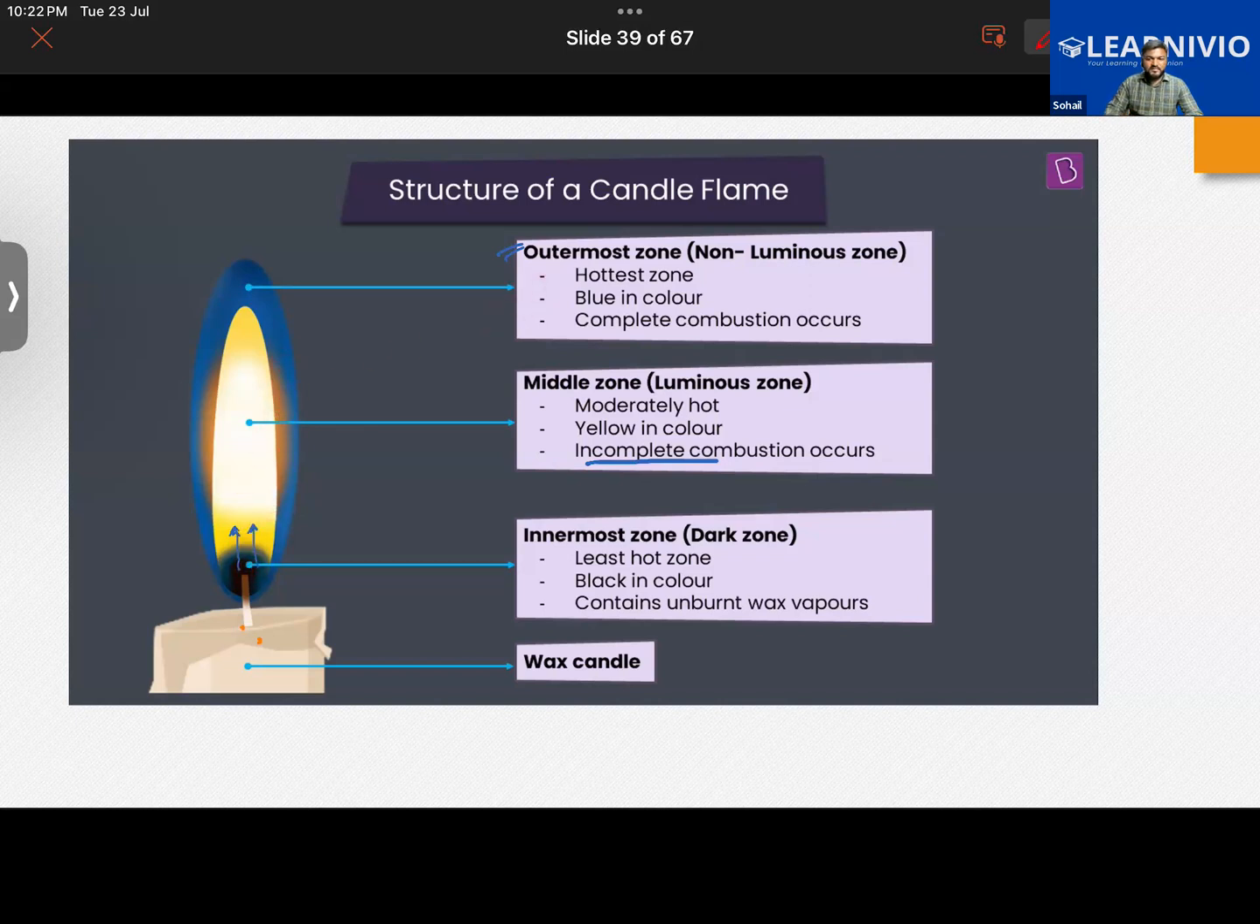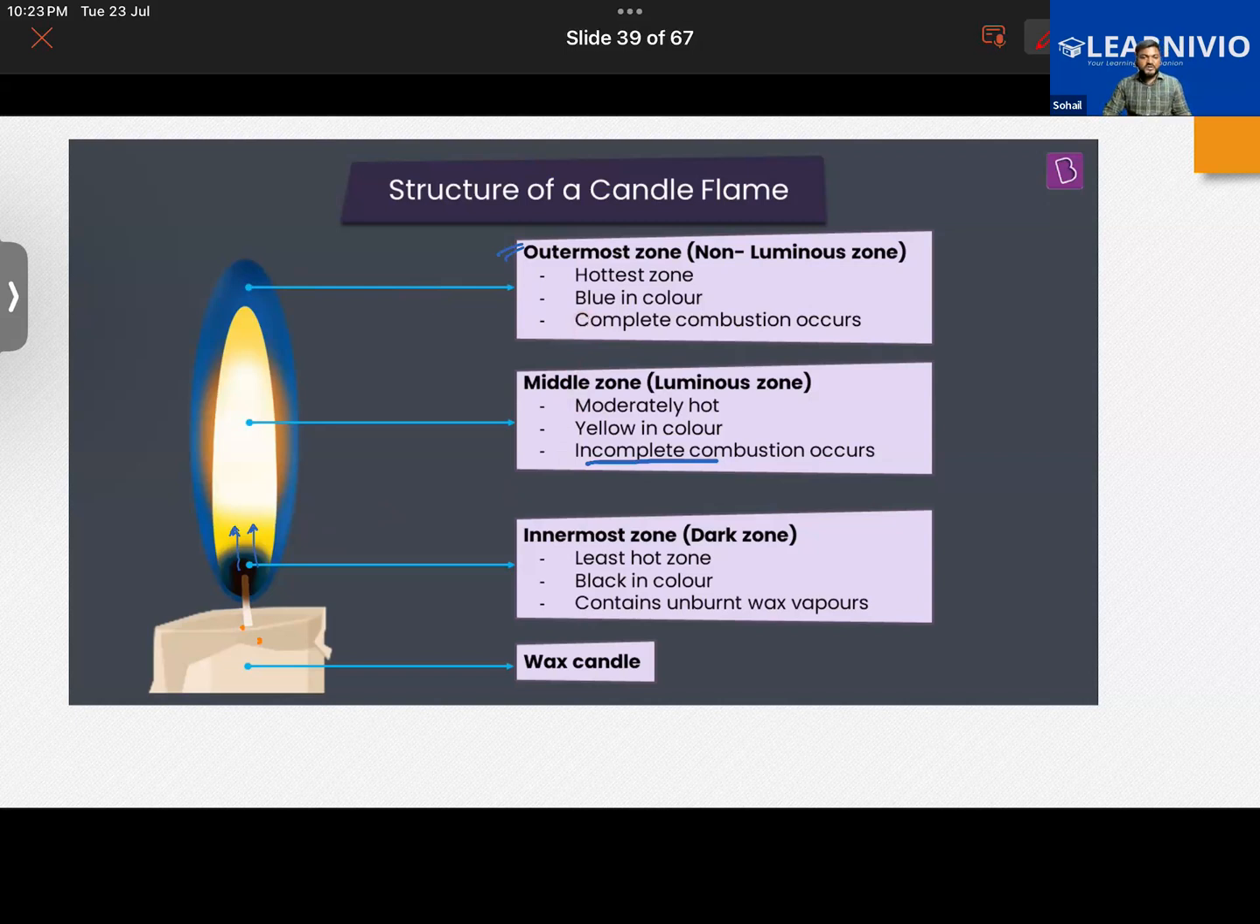Okay, read this paragraph. Outermost zone, non-luminous zone, hottest zone, blue in color, complete combustion occurs. Good. So here the vapors of the candle have good contact with the air, so they burn completely. Whenever complete combustion takes place, the maximum amount of energy is given out in the form of heat, so it is the hottest zone, and it is blue in color. Blue means hottest; yellow and black are comparatively less hot.